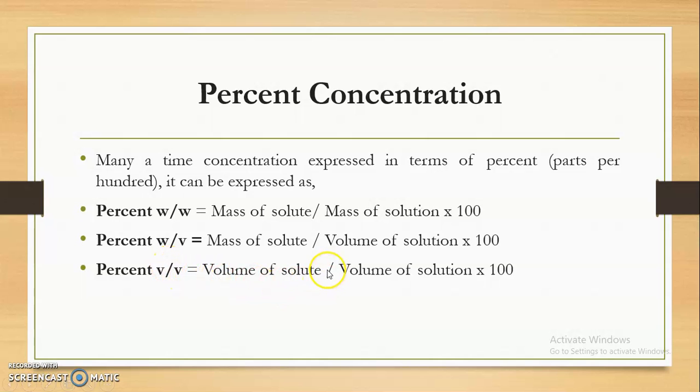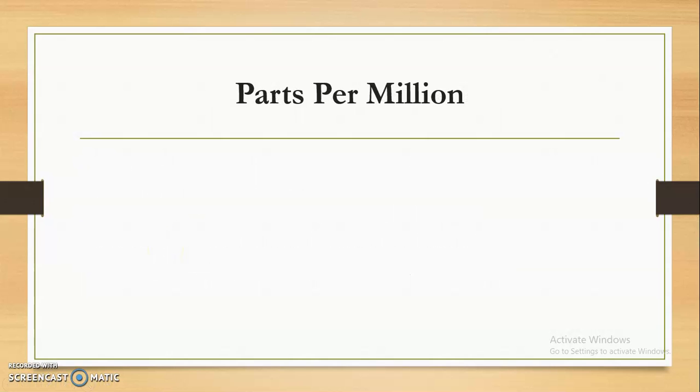So volume of a solute divided by volume of solution into the 100. So it expresses the percent concentration. Here these terms are there: percent weight by weight, percent weight by volume, and percent volume by volume. So this is about the percent concentration.